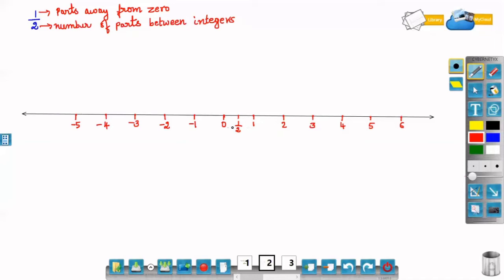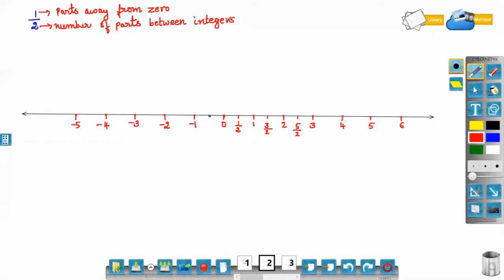Understand this. Denominator tells us the number of parts between the integers. Numerator tells us parts away from 0. So 1 part away from 0 is 1 by 2. 2 parts away from 0 is 2 by 2, that is 1. So 3 by 2 is between 1 and 2, 3 parts away from 0. In between the integers there are 2 parts, so denominator is 2. 4 parts away from 0 is 4 by 2.